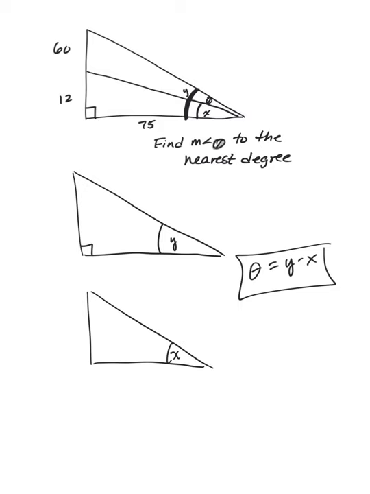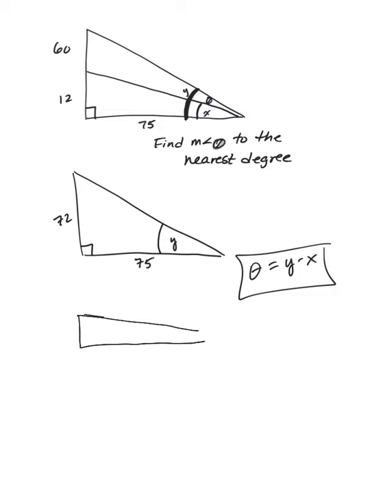So in the first triangle with y, this entire side is 72. This is 75. But in the smaller triangle, I guess I could do a better job making that look smaller, huh? Let me do that so that I don't end up confusing you inadvertently. Okay. So in this triangle, this is my x. It's a right triangle again, and this is 12.